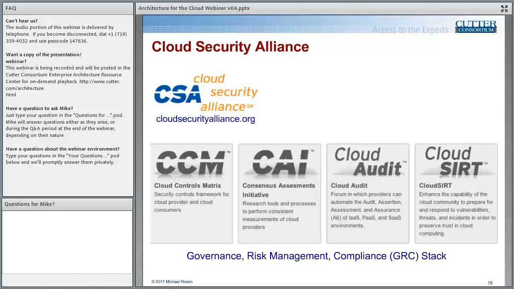You probably want to take advantage of the assessment initiative and the control matrix immediately. These can be downloaded right from their web page. And you want to make sure that your cloud provider is participating in these things, and particularly in the incident response team.